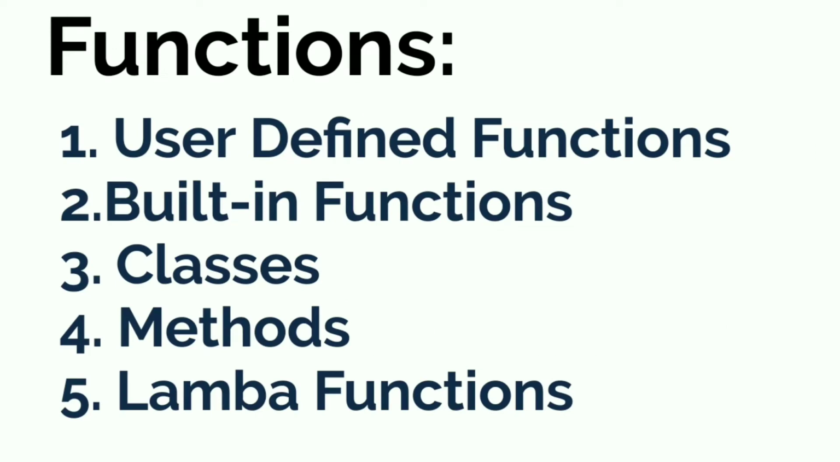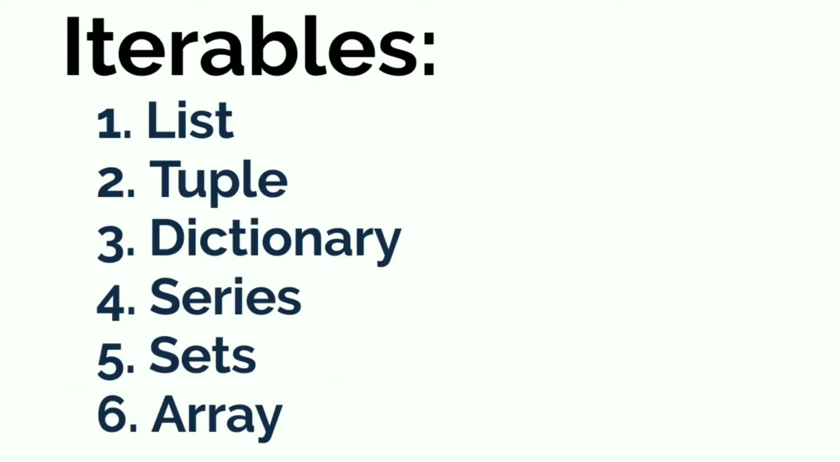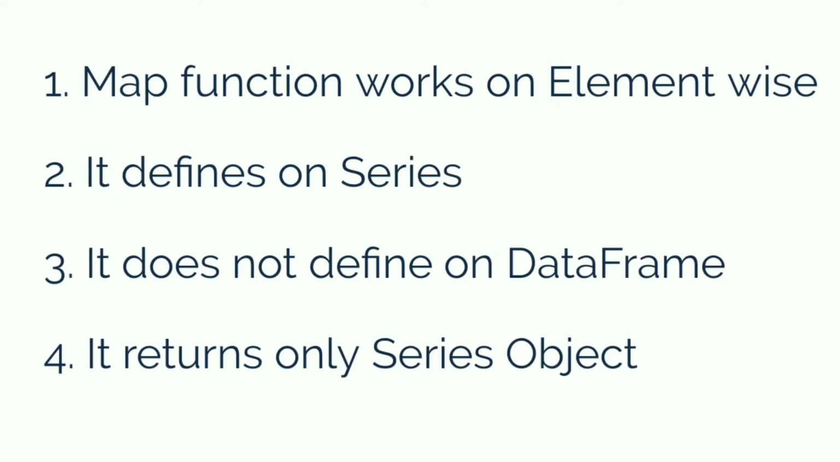This is the list of functions which we can apply in map functions. First one is any user defined function, any built-in function, any class, methods and lambda functions you can apply. This is the list of iterables on which we can apply any function: list, tuple, dictionary, series, sets, arrays like this. Map function works element wise.